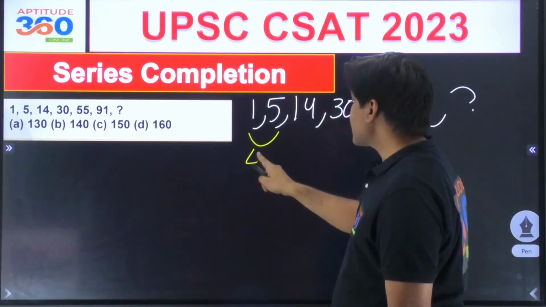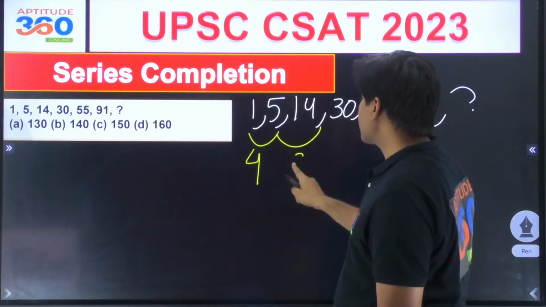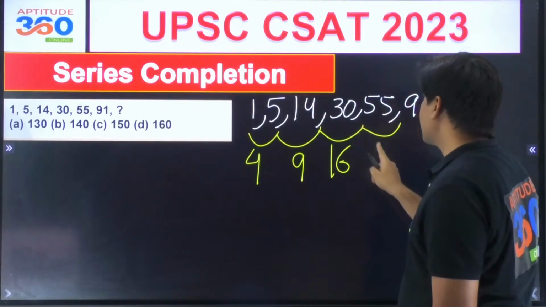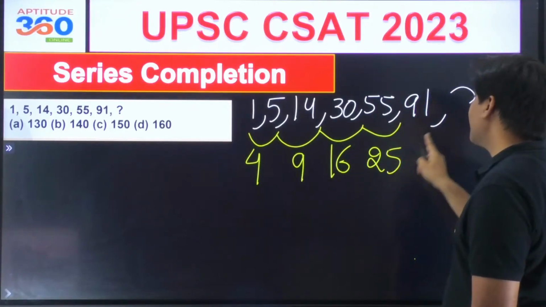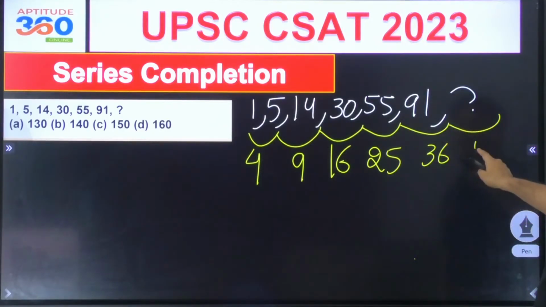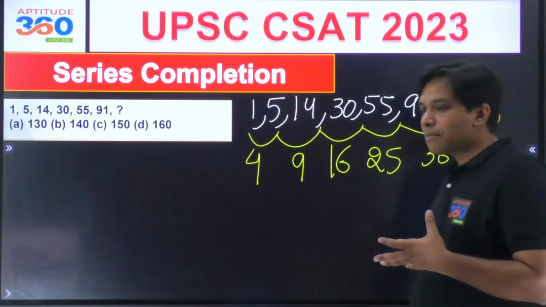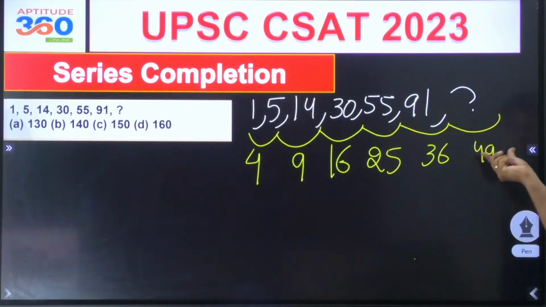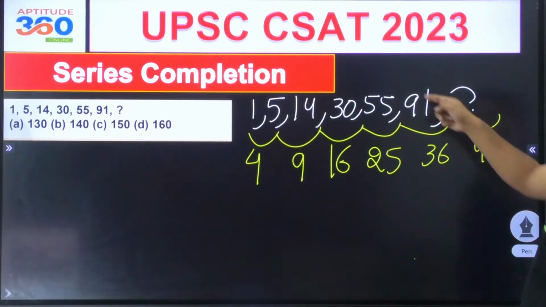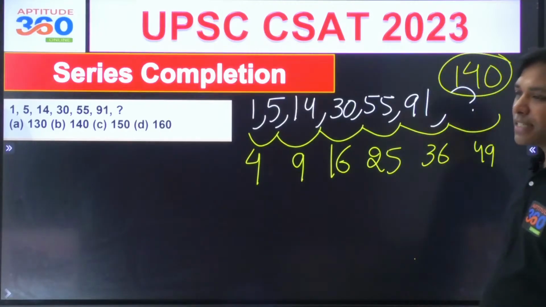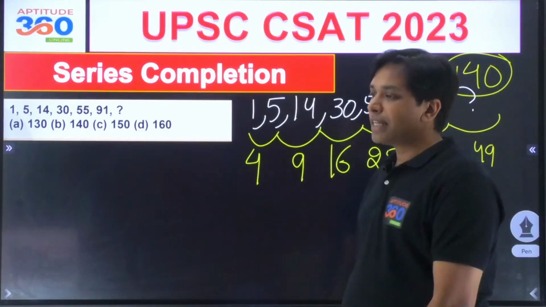This difference is 4 and this difference is 9. This difference is 16. This difference is 25, isn't it? This difference is 36. Aren't you getting a number, which is what? So difference is nothing but square of 2, 3, 4, 5, 6. This will have to be 49. So this plus this number will have to be 140. Isn't it simple? Divya is getting the answer.